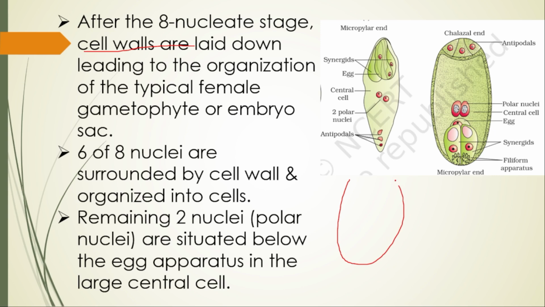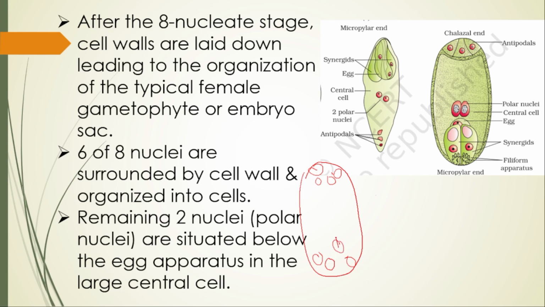See, for example, there are 1, 2, 3 and then 4 nuclei at one pole, and at the other end also 1, 2, 3, 4 nuclei. From each pole, one nucleus will move towards the center.